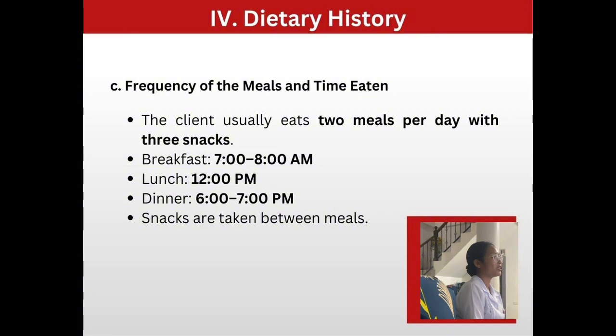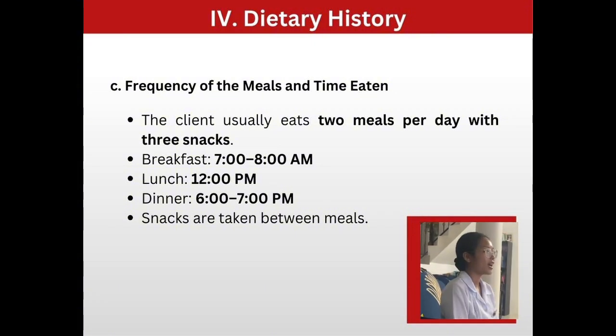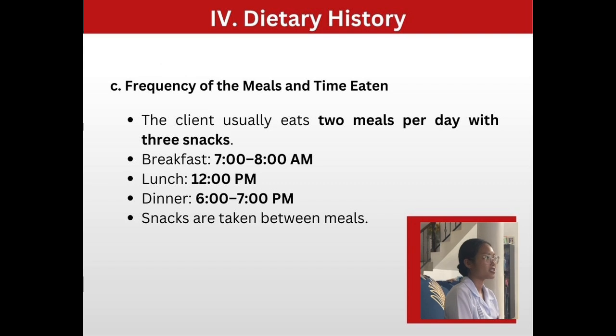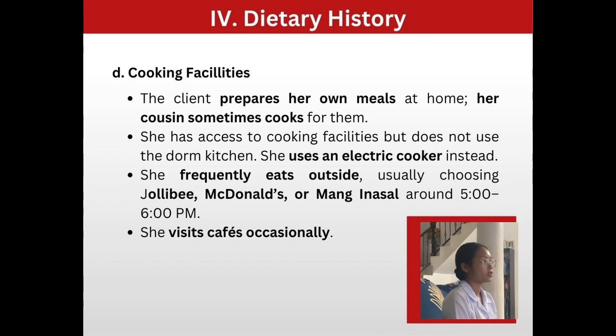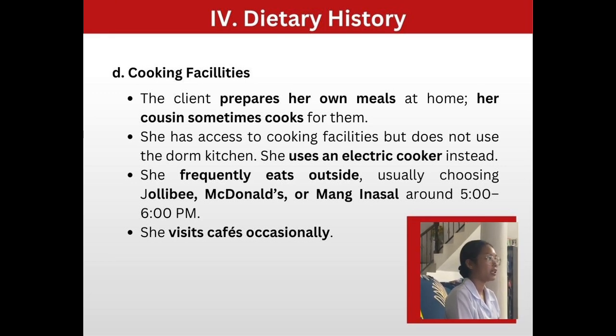So for the meal frequency and schedule, the client usually eats 2 meals and 3 snacks per day. Breakfast is between 7 to 8 a.m. and lunch is at 12 p.m. and the dinner between 6 to 7 p.m. with snacks in between. So for the cooking facilities, so the client prepares her own meals, though her cousin sometimes cooks, and she has access to a kitchen but mainly uses an electric cooker in her room.